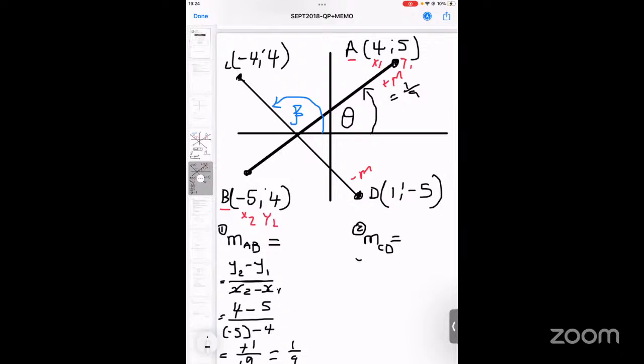For this one, again, the formula doesn't change. Y2 minus Y1, X2 minus X1.